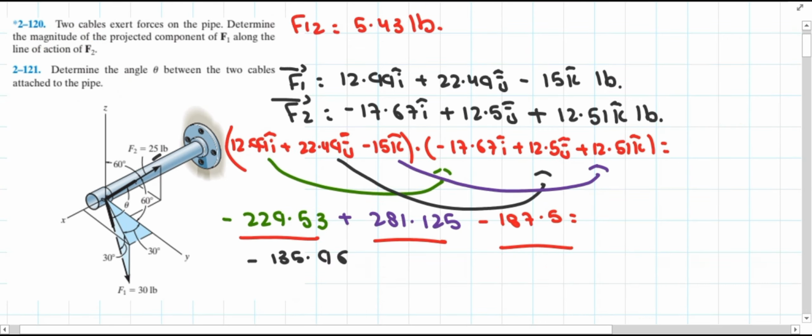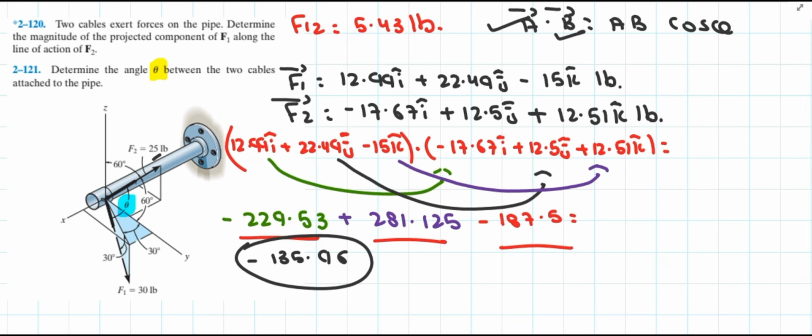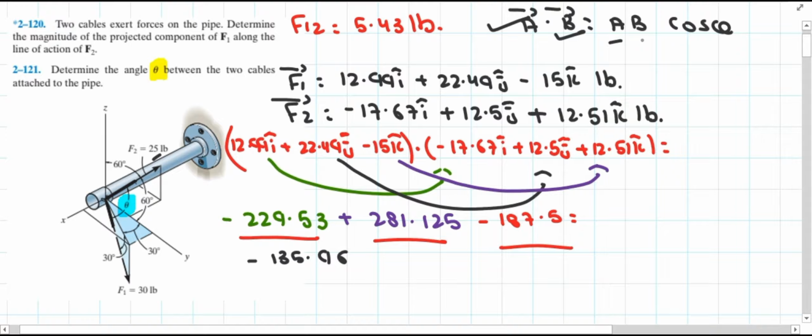Now, question number 121 says to find the value of theta between the two cables here. So apply the dot product formula here, and the dot product formula helps us find the value of theta between any two vectors. If you see the question diagram, this theta is basically the angle between the F1 vector and F2 vector measured through their tails. The dot product formula is A dot B equals AB cos theta. We know the value of A, we know the value of B, and we also know the value of A dot B, which is negative 135.96. That's why I have not erased this part.